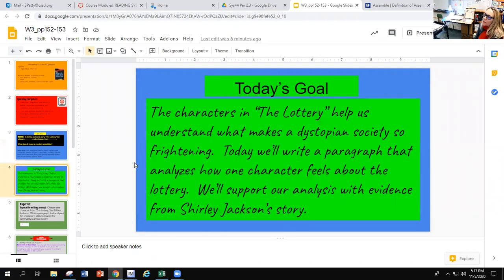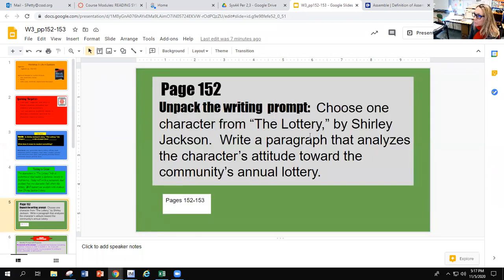Today's goal: the characters in The Lottery help us understand what makes a dystopian society so frightening. Today, we'll write a paragraph that analyzes how one character feels about the lottery. We'll support our analysis with evidence from Shirley Jackson's story. The prompt: choose one character from The Lottery by Shirley Jackson. I picked one, so let's all do the same one so that we can work together. Write a paragraph that analyzes the character's attitude toward the community's annual lottery.